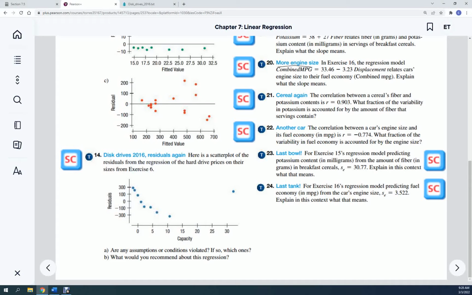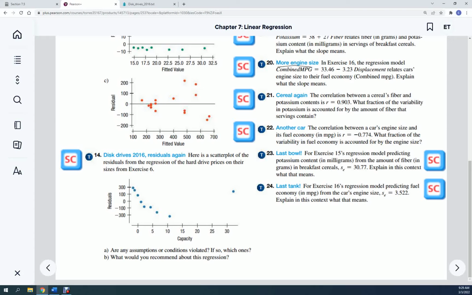Okay, number 14. This is actually a continuation from the last question we did, and that's a scatter plot of the residuals. Okay, so let's go. Are any assumptions or conditions violated? If so, what would you recommend about this regression?